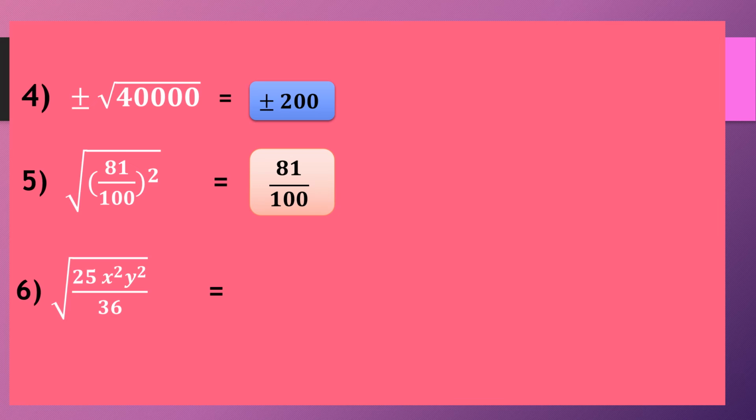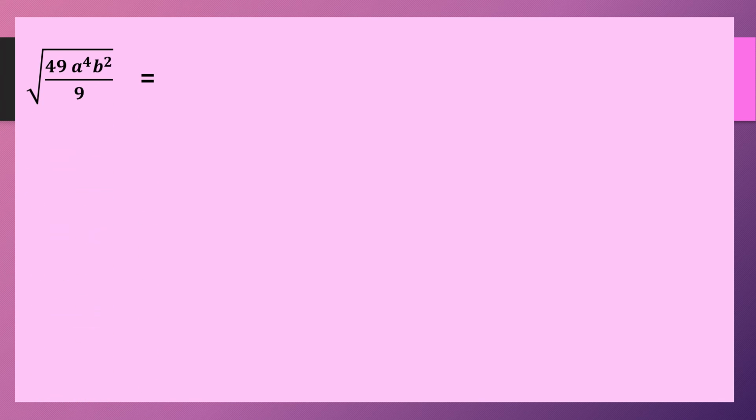The square root of 25x squared y power 2 over 36 means that we take the square root of the numerator over the square root of the denominator. So we get 5xy over 6, because the square root of 25 is 5, the square root of x squared y squared is xy, and the square root in the denominator of 36 is 6. Also, the square root of 49a power 4 b power 2 over 9 equals 7a power 2 b over 3.